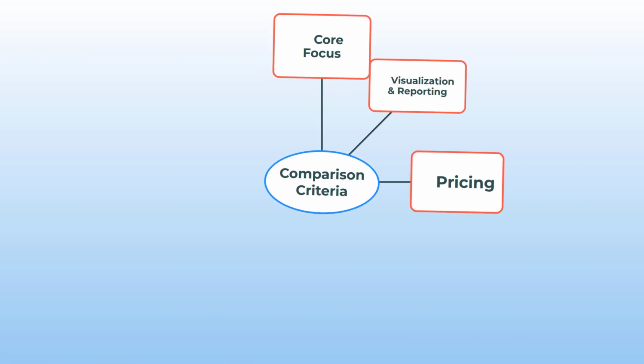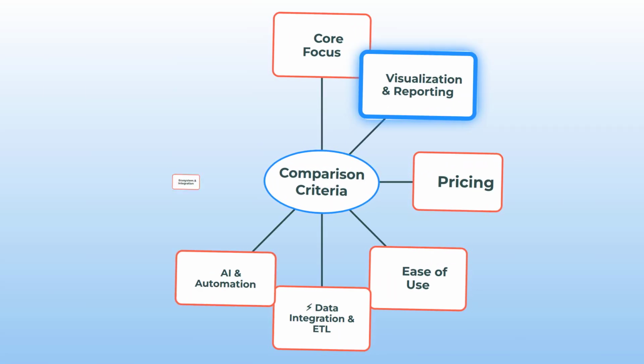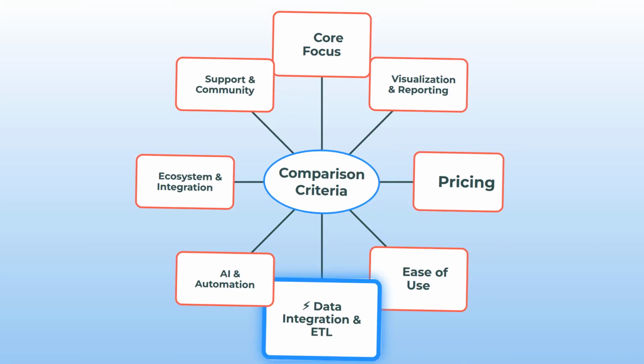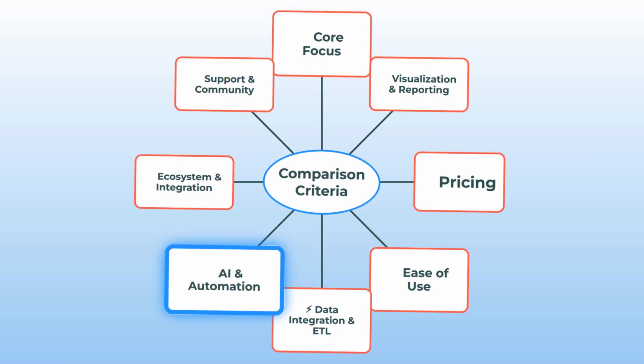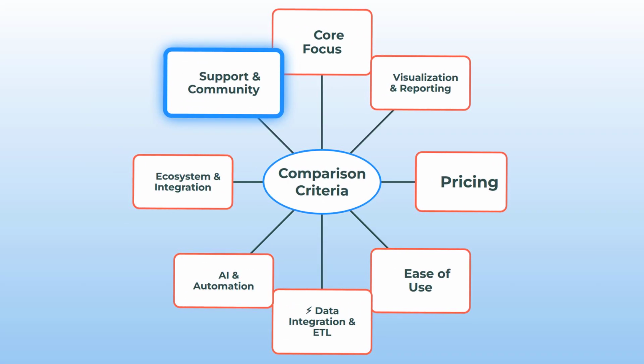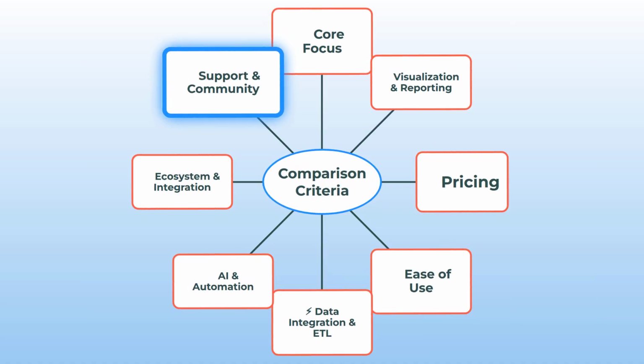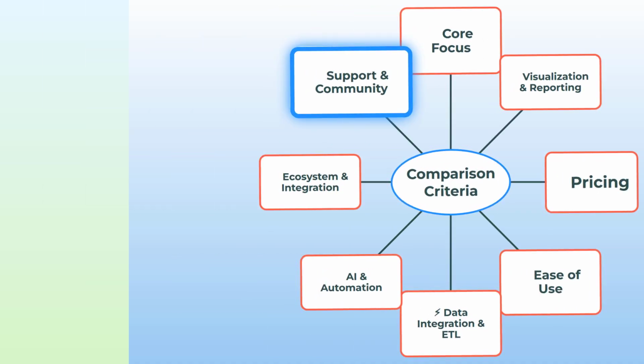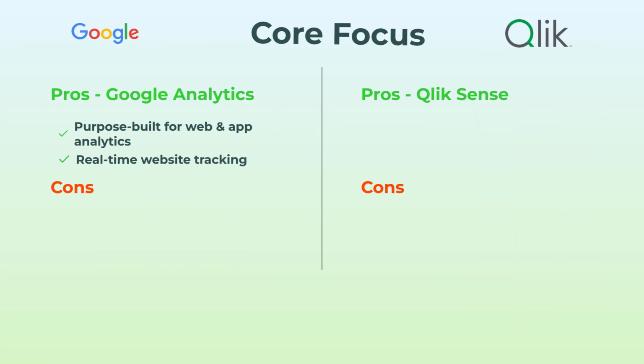Let's map this out. We've got core focus, visualization and reporting, pricing, ease of use, data integration and ETL, AI and automation, ecosystem and integration, and support and community. Super important categories to choose between them. Ready? Let's jump in. Starting off with core focus.